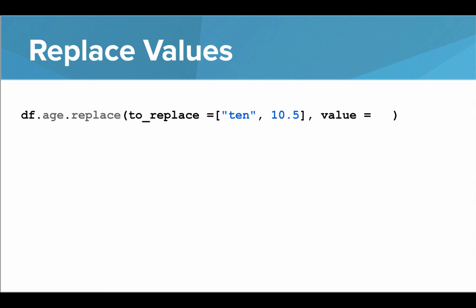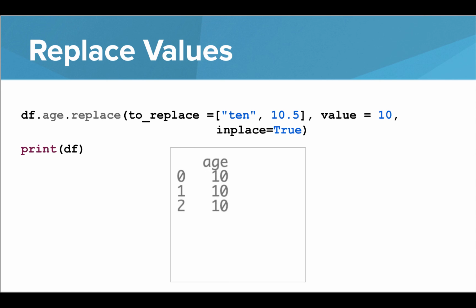Now, as with any change, you'll want to really consider how changing the data might affect the accuracy of the dataset. You don't want to round or change numbers if it will negatively affect your dataset. Let's say, in this case, the half year is not important, and we want to change the 10.5 and the string of 10 to just an integer of 10. Since we'd like this change to be permanent, we also must add in the inPlace parameter and set it equal to true. When we print out the data frame again, we can see that we have fixed these inconsistencies between the three values.